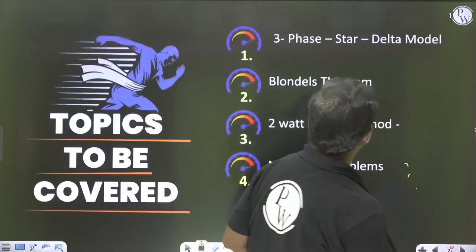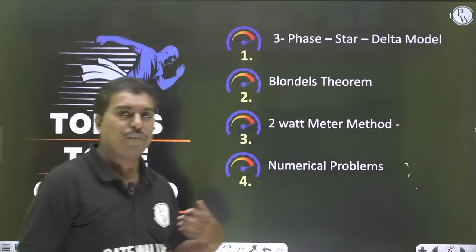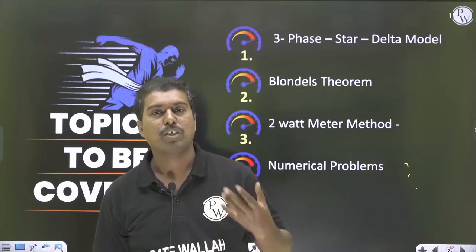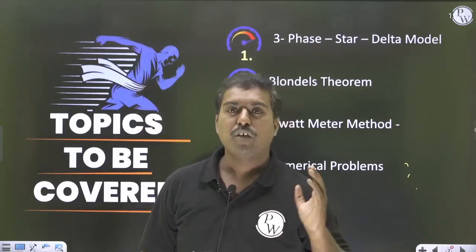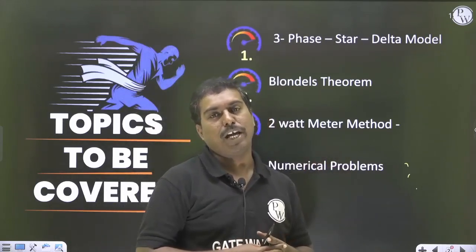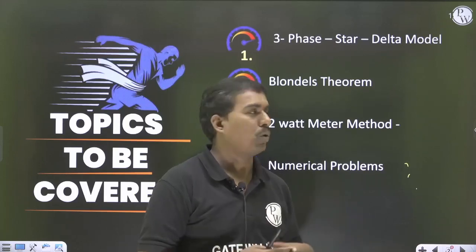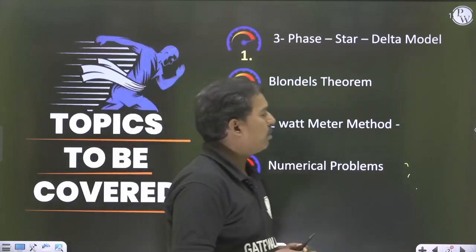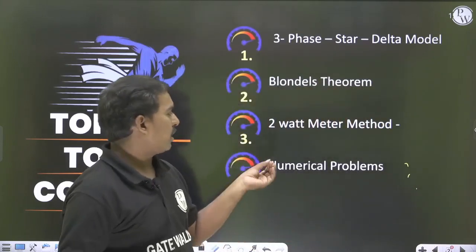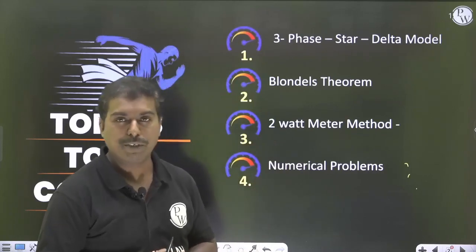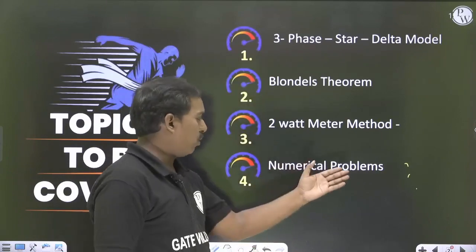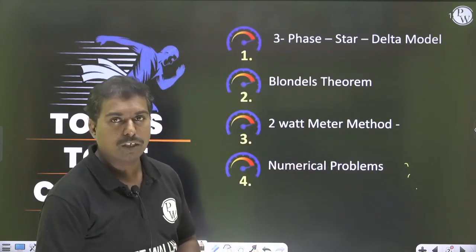Coming to the agenda today, first of all, we should know what is 3-phase power and what is the necessity of 3-phase power. In 3-phase power, we have the star model and delta model, so we will talk about the 3-phase star delta model first, and the relations with respect to line current, line voltage, and phase voltage. After that, one of the famous theorems, Blondel's theorem, which is related to the 2 wattmeter method. Then we'll start a derivation on the 2 wattmeter method and derive the formula for the power factor. Next we'll follow the numerical problems related to the 2 wattmeter method.